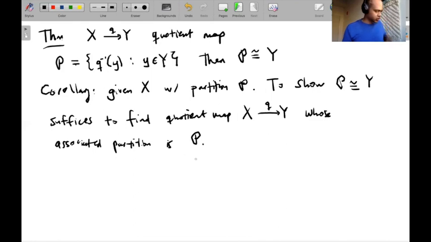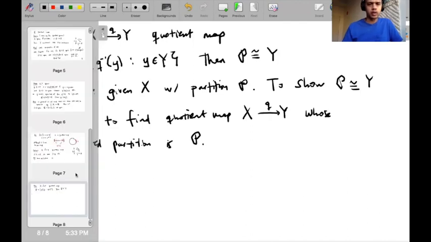So this is why this theorem is useful. Now let's prove it. Let me do this on a new slide.